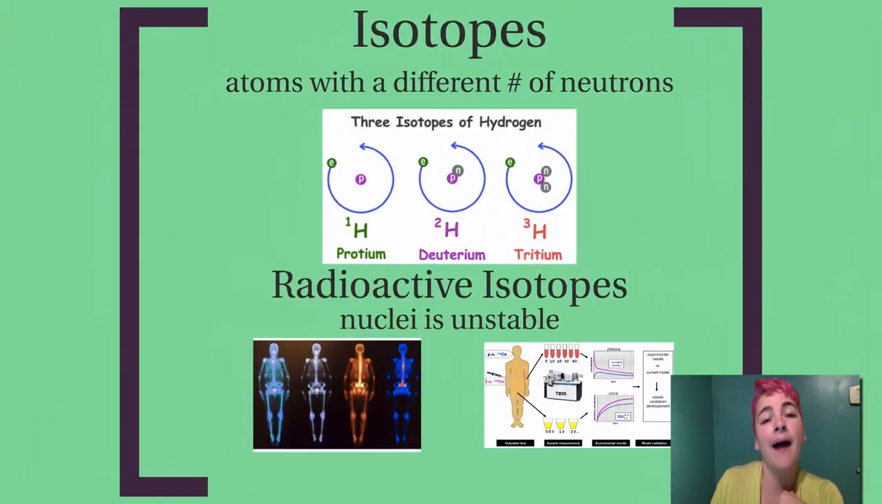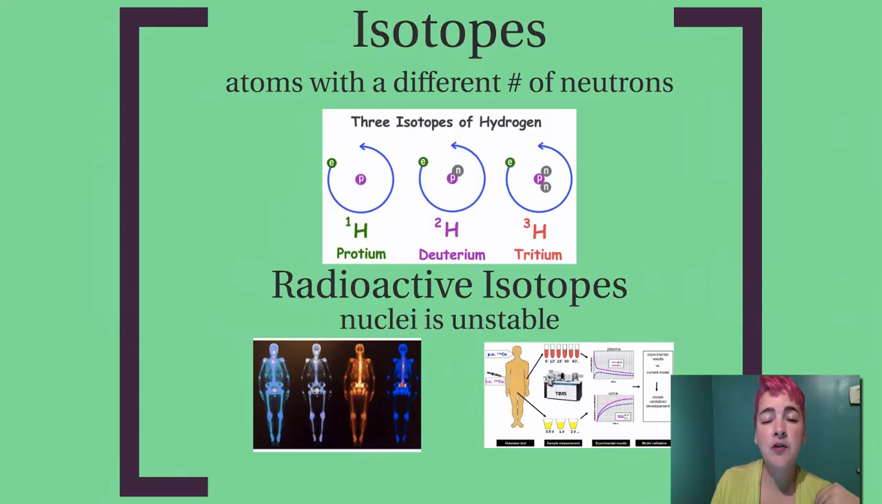Isotopes. Isotopes are atoms with a different number of neutrons. Here we have a picture of hydrogen isotopes. Hydrogen 1 has one proton, so it's missing a neutron. Hydrogen 2 has a proton and a neutron, so that 2 is telling you how many protons and neutrons there are. And hydrogen 3 has 2 neutrons and 1 proton.